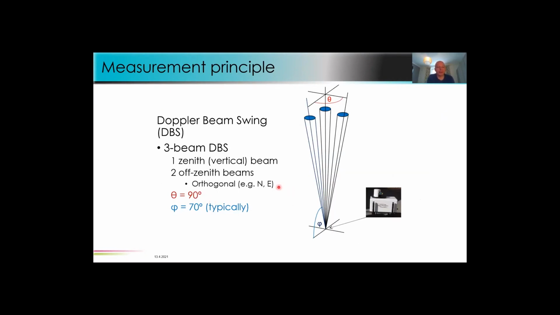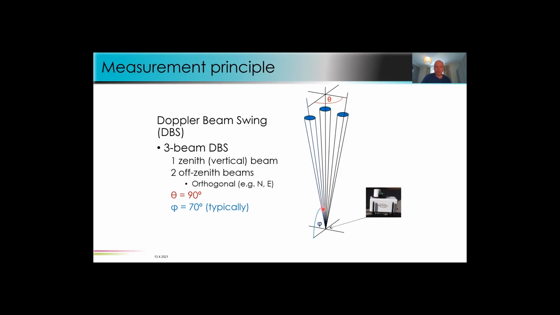The common ones are Doppler beam swinging, which is called DBS, and then I'll introduce the VAD, which is the conical scan. With DBS, you have three beams. One is pointing vertically, and two of these beams are off zenith, normally say 20 degrees away from vertical. If these two are orthogonal to each other, you can measure the components in the two directions. Then using trigonometry, you can derive the horizontal component, which is what you want, and then you get the horizontal wind speed.